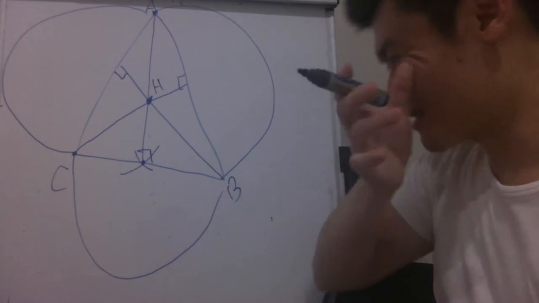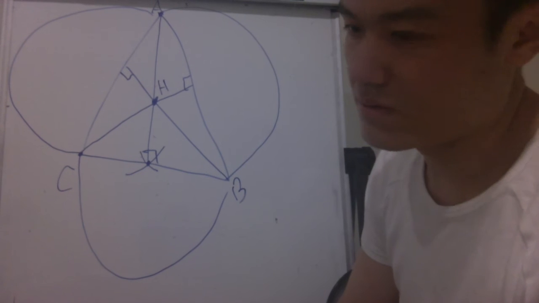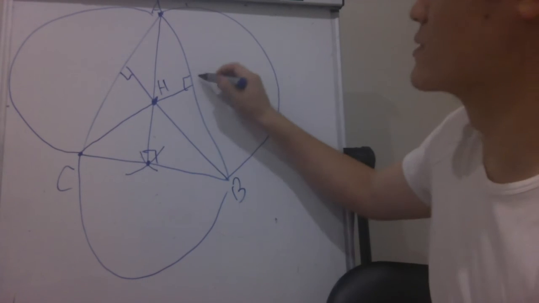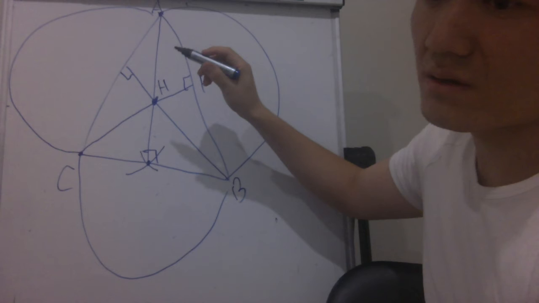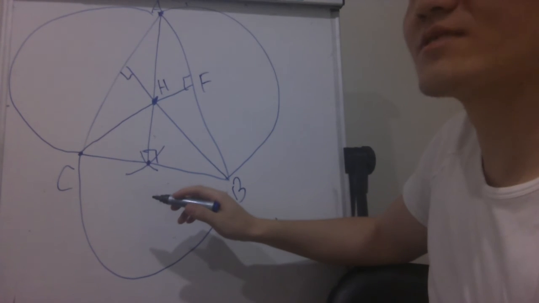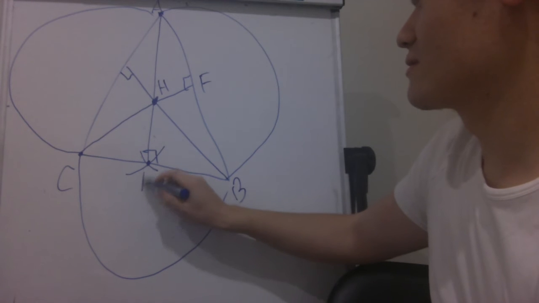Okay, so let's label these points. How do we label these points? D, E, and F. So maybe make this F. Oh, wait, I didn't change any of the labels. Oh, you've already labeled it. Sorry.